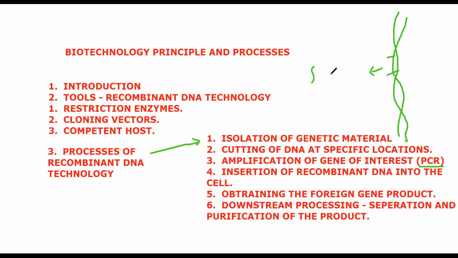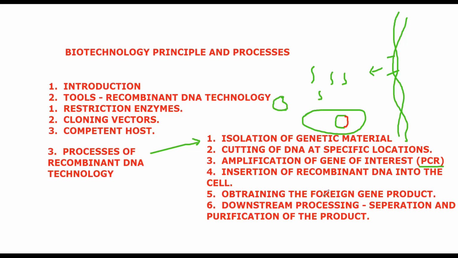After getting this, we have to insert it with the help of a vector. You take a vector and insert our genetic material, then you introduce it into the host. That is the fourth step. Say for example, this is our genetic material and this is the vector. We have inserted it into the host, another bacteria. Then we have to culture this in a bioreactor.